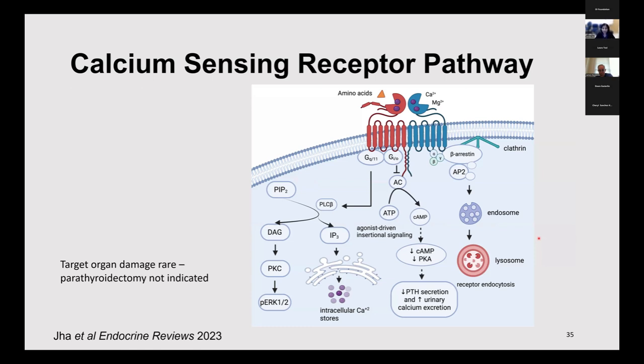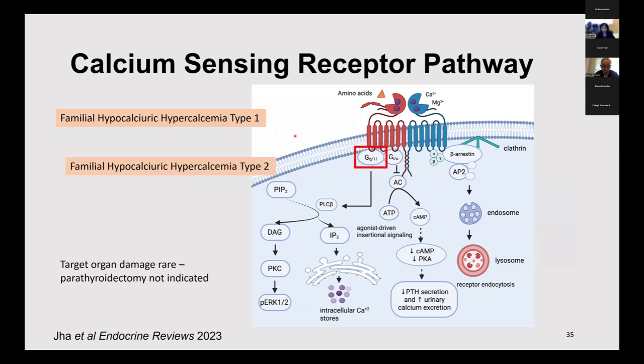So let's quickly review the calcium sensing receptor pathway. I'm not going to go through this pathway since we've heard that in the last few talks, but I just wanted to point out that the calcium sensing receptor exists as a dimer. Inactivating mutations of the calcium sensing receptor result in familial hypocalciuric hypercalcemia type 1. Inactivating mutations of GNA11 result in familial hypocalciuric hypercalcemia type 2, and inactivating mutations in adaptor protein 2 result in FHH type 3. All these three genes are part of the calcium sensing receptor pathway.